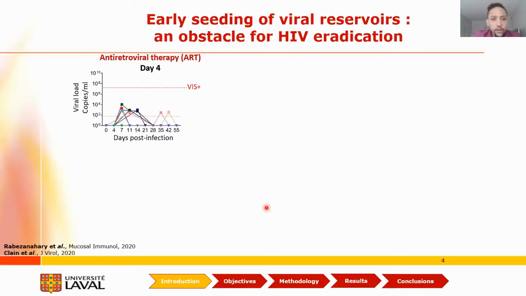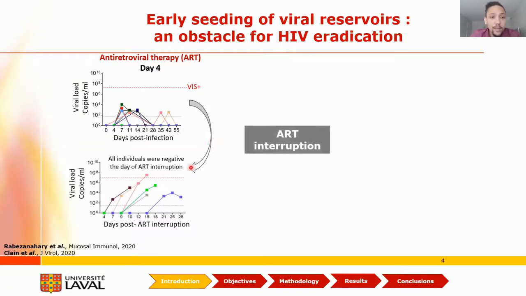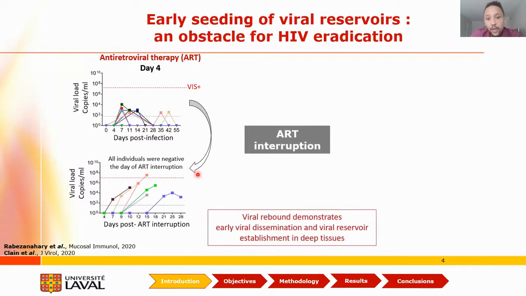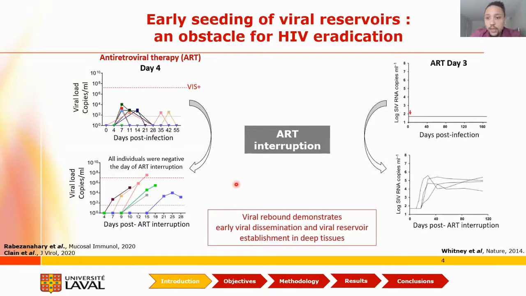As a fresh reminder, one of the major problems in the HIV field is the misunderstanding of viral reservoirs under antiretroviral therapy. For instance, in our last study, we showed that the administration of early treatment drastically reduces the virus in the blood to an undetectable level, but when the therapy is interrupted, we can systematically observe a viral rebound that indicates the presence of viral reservoir in deep tissues. And our data confirm the study of Whitney et al., who treated individuals at day 3 post-infection.